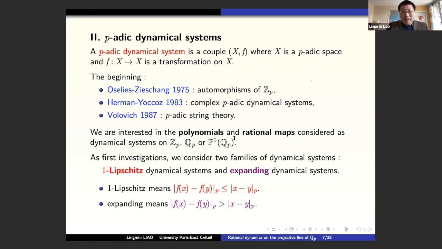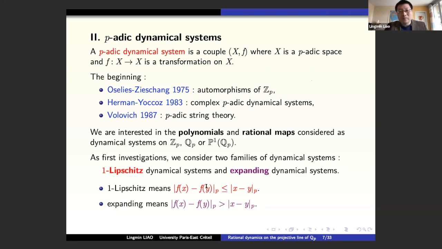Here I want to begin with two families. One is what we call 1-Lipschitz, the 1-Lipschitz property: the distance between the image of x and the image of y is bounded by the distance between x and y.